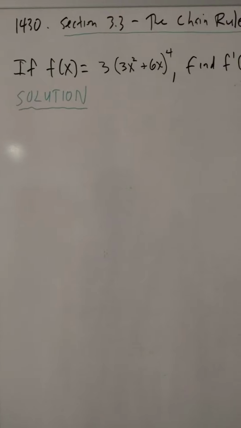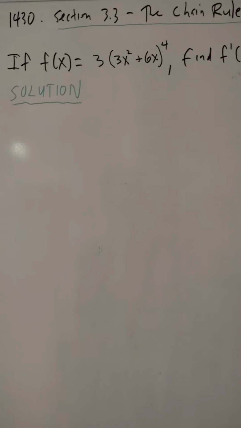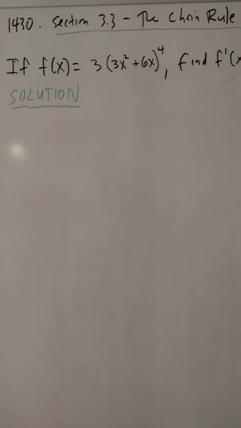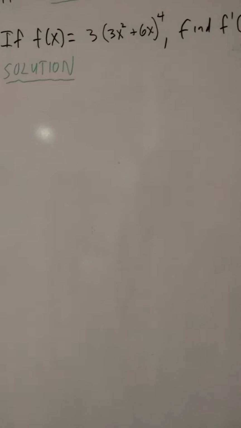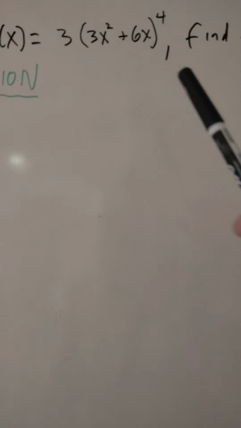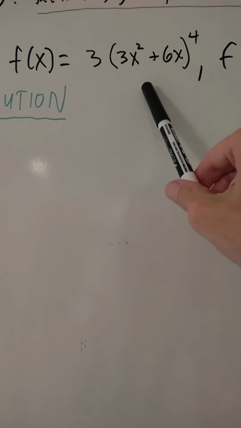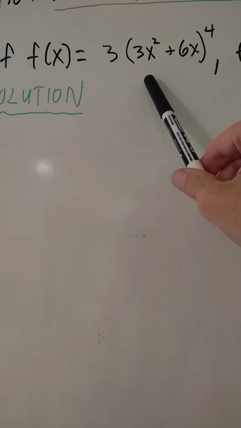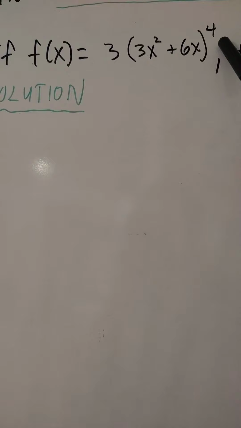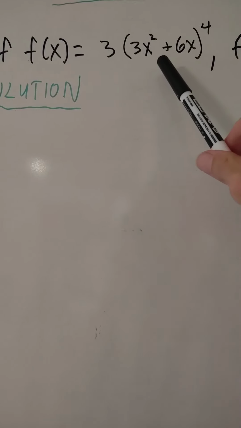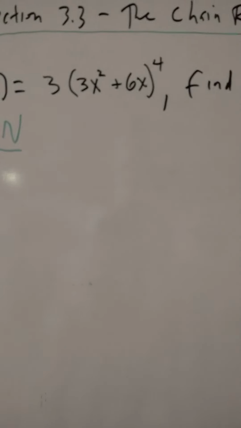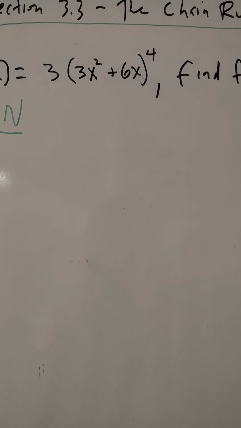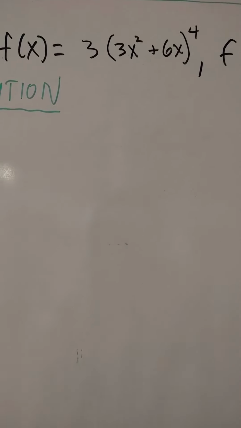Okay, so given this function, f of x equals 3 times the expression 3x squared plus 6x plus 4, we want to find the derivative, f prime of x. So the main thing to look at is right here. This is a composite function because you've got an inside part and then you've got the exponent, which is the outside part. So you're really composing two functions here. So whenever you see something complicated like that, the derivative is going to involve the chain rule.